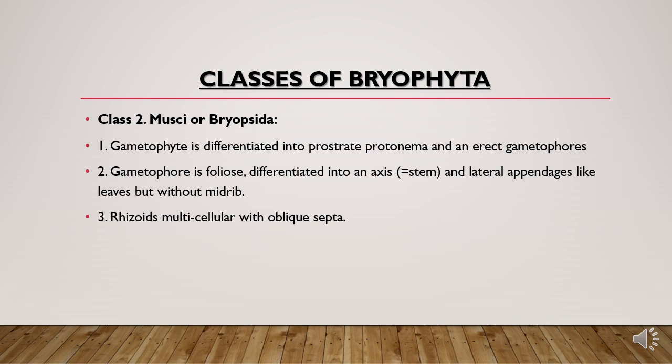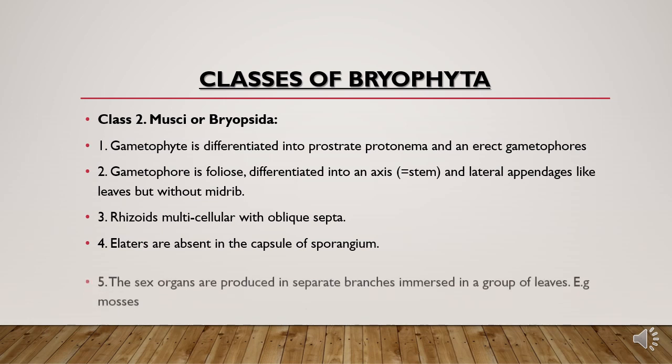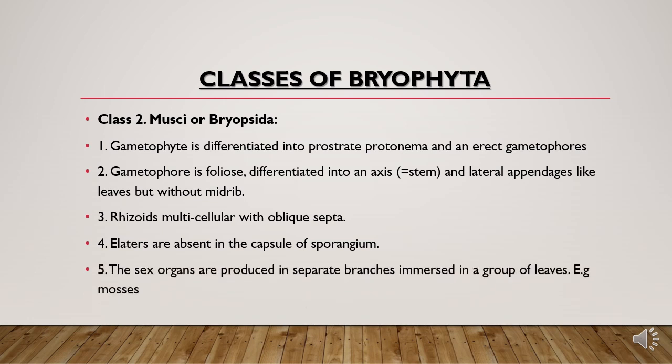The rhizoids are multicellular with oblique septa. Elaters are absent in the capsule of the sporangium. The sex organs are produced in separate branches, immersed in a group of leaves, for example, the mosses.